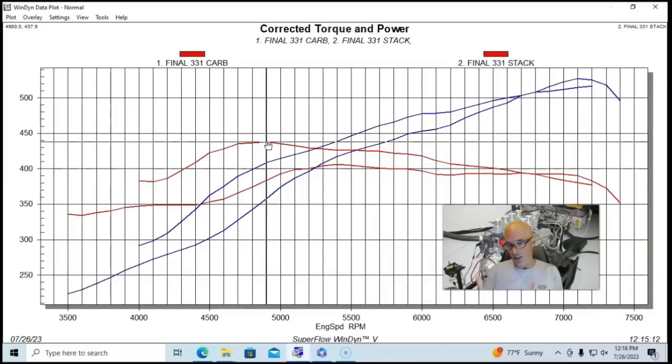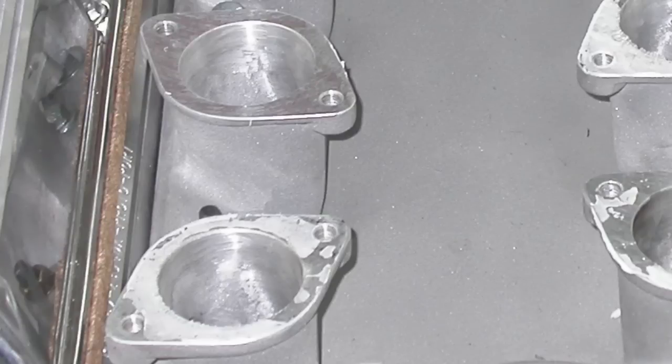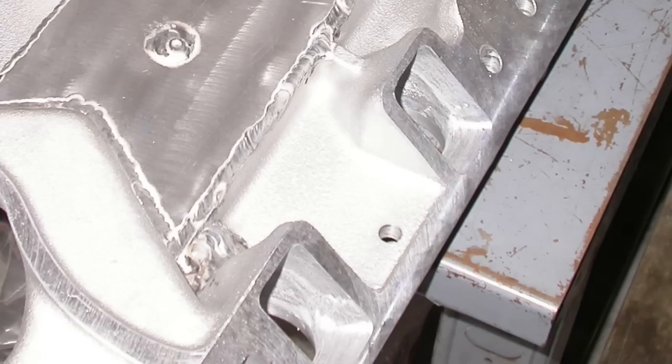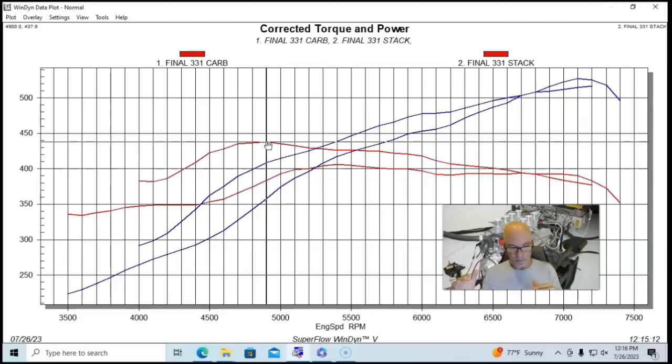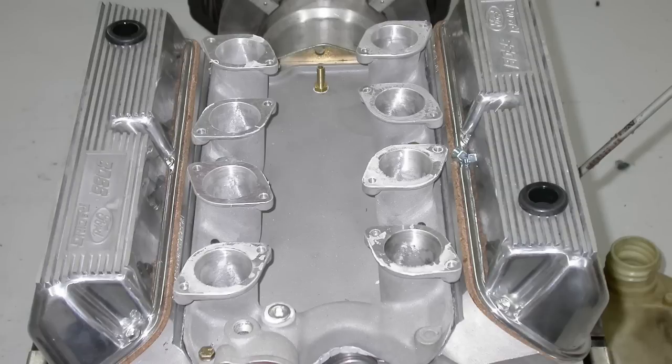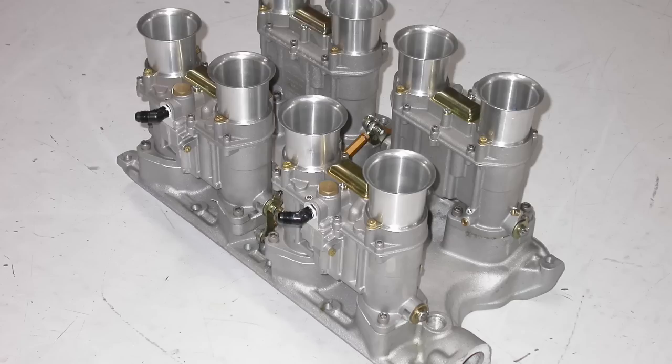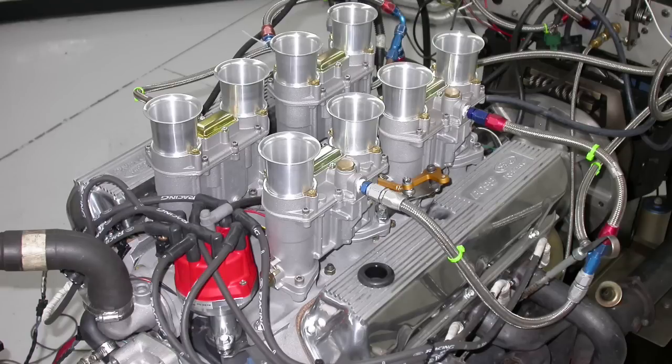So the cure was to do some porting on the lower manifold, which this lower manifold was definitely hand ported to improve the flow rate. And we know from previous testing that ported versus unported manifold yielded quite a bit of power. So this had a ported lower manifold. It had stack injection on it. We controlled this with a FAST XFI management system, and it all worked out very well.